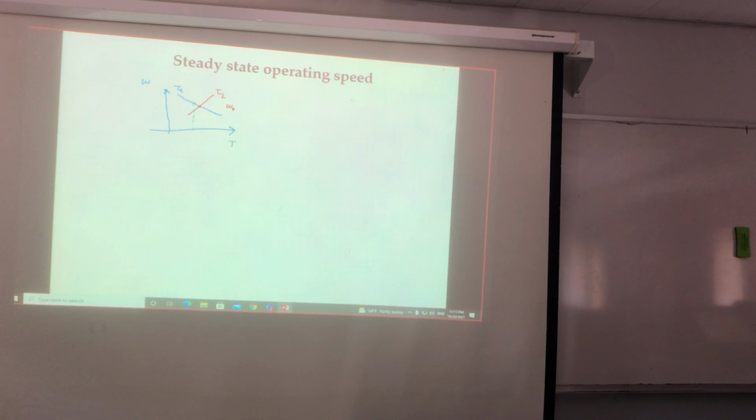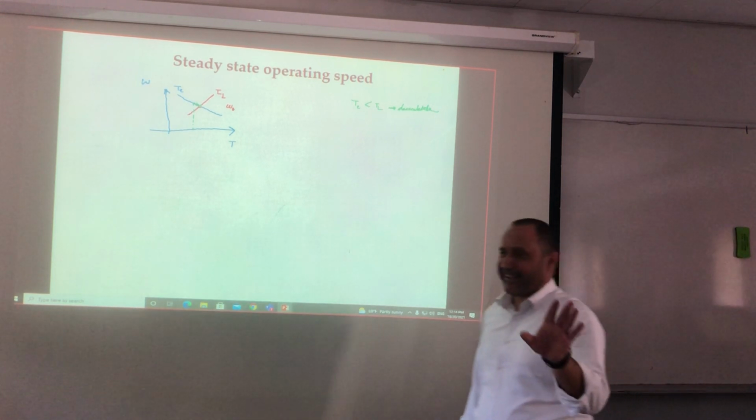Now the machine will develop a torque less than TL. So this means that I should decelerate. So if I'm decelerating, the speed will reduce until I reach the red point. Maybe Ibrahim said it's luck, just by chance.